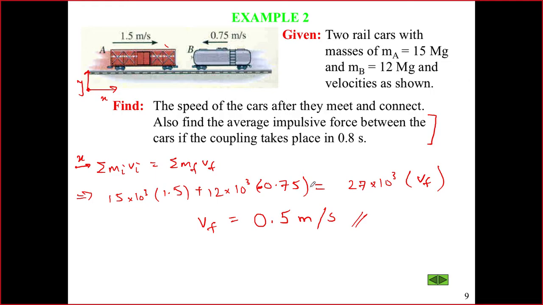The first part we've done by just considering the entire system. Now, if you want to find the average impulsive force between the cars, let's have a think about that. That means we're starting to consider an internal force, right? So for that we need to consider an individual car, A or B. What I'm going to do is use A. Okay, so now let's draw out either the free body diagram or the momentum diagram of A.